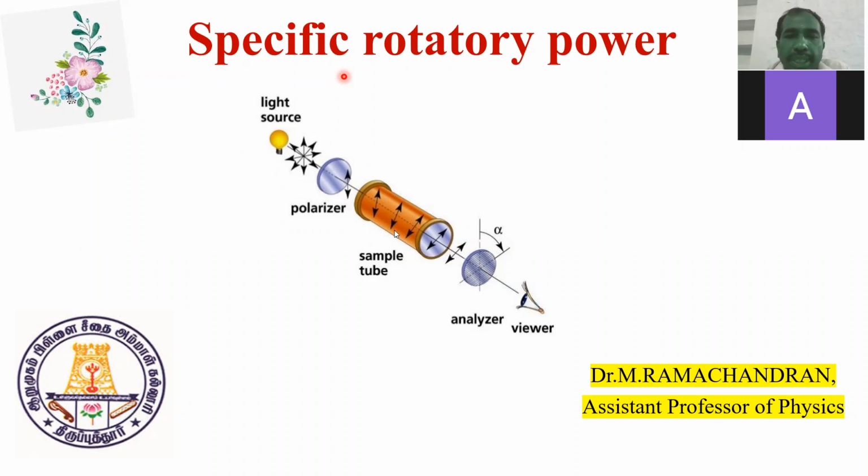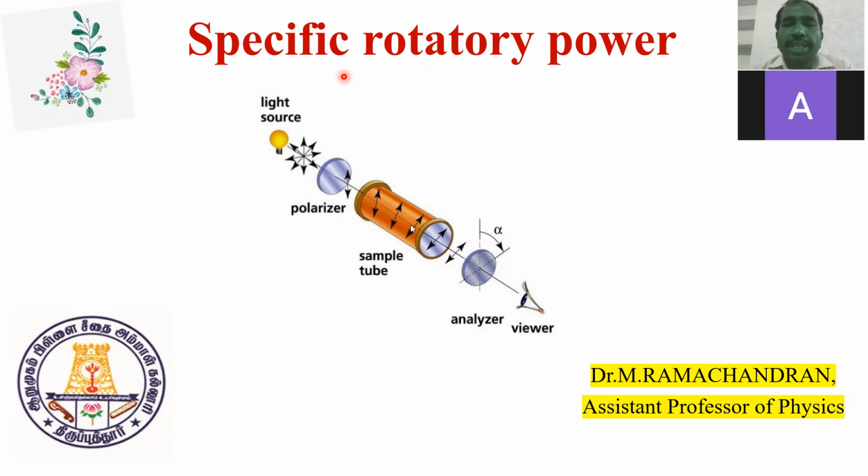Note that this diagram shows unpolarized light being passed through. The electric vector directions are in all directions. It impinges on the polarizer. The polarizer used is a nicol prism. It is converted into plane polarized light.